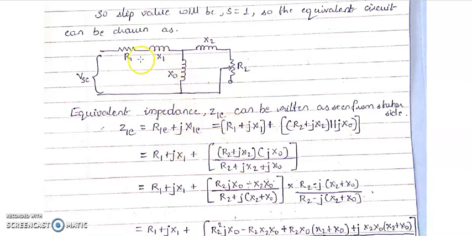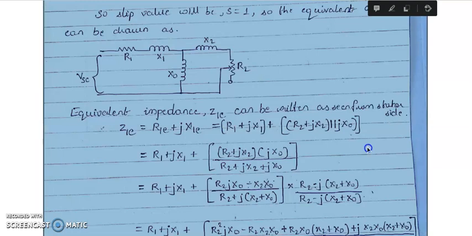Here you can see R1 plus jX1, they are in series, so I have written here R1 plus jX1 plus, and R2 plus jX2, again they are in series but they are parallel with X0, so it is written as R2 plus jX2 parallel to jX0. Now I'm going to apply the parallel formula of the resistances. So it says R1 R2 divided by R1 plus R2, likewise (R2 plus jX2) into jX0 divided by R2 plus jX2 plus jX0. This is what I have written here.